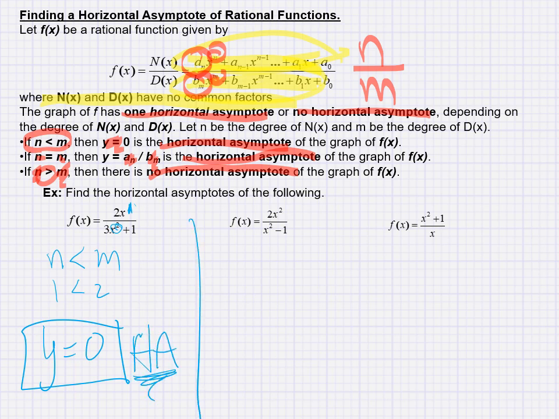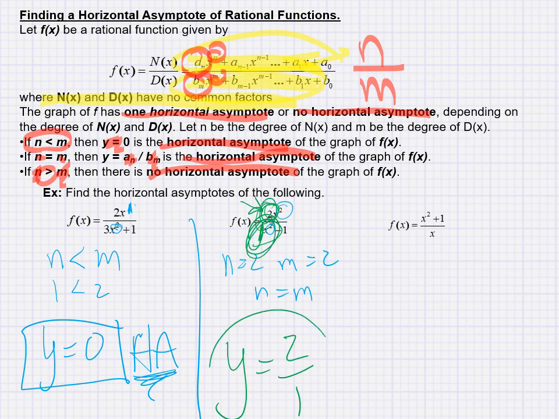Here, the degrees are the same. N is 2, M is 2, N equals M. So what we're going to do is focus on the coefficients in front of that highest power term. There's a 2 here, there's a 1 in front of this x squared. So if I let y equal 2 over 1, this one divided by this one, that will be my horizontal asymptote. So y equals 2 is what that simplifies to.